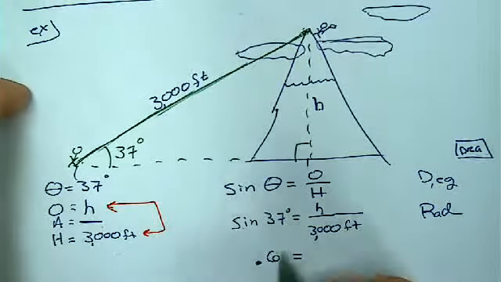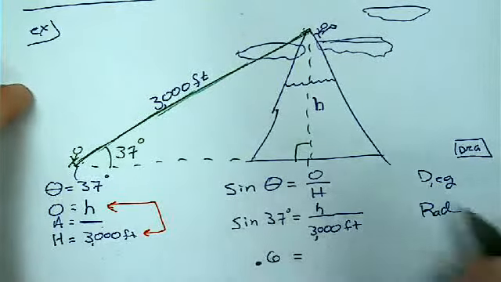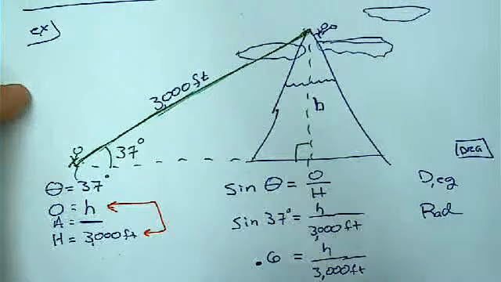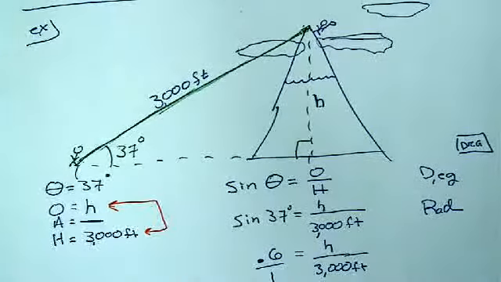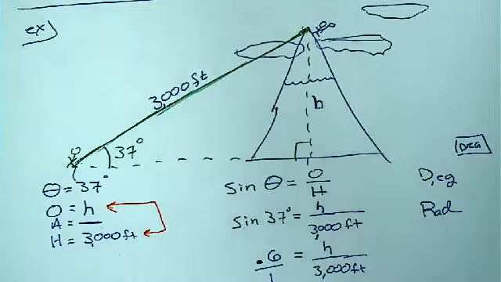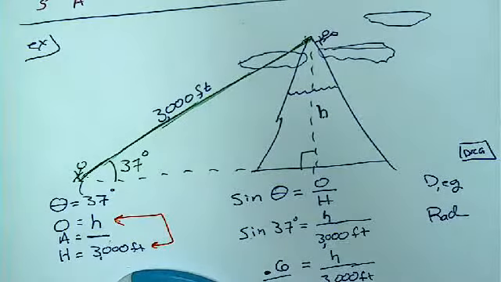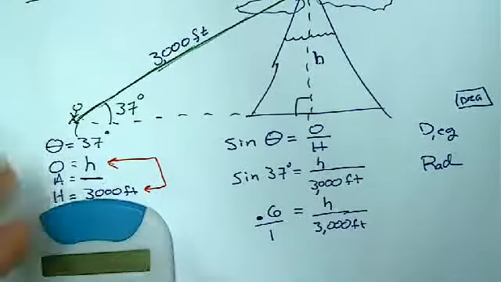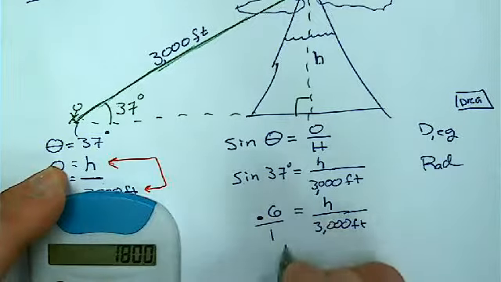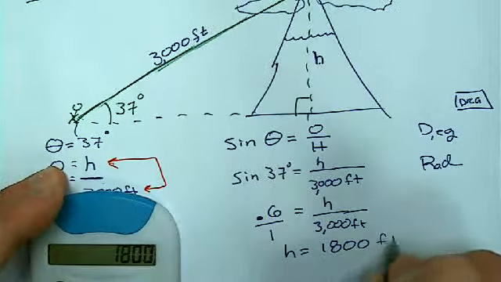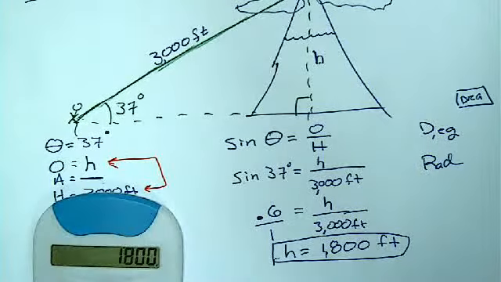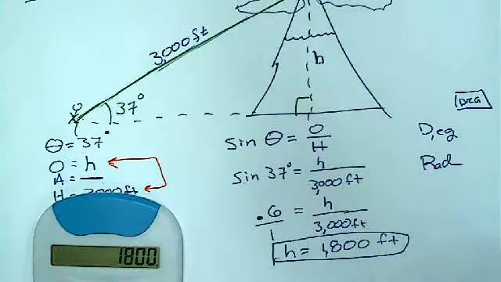So sine of 37 degrees, according to my calculator or my table, is 0.6. So 3,000 feet. Now I use algebra, and really, it's not even algebra, it's a proportion. I cross multiply, and I just get by with my handy dandy old fashioned 4-function calculator at this point. I don't even need to do anything crazy here. I'll just put in 0.6 times 3,000. I get h is equal to 1,800 feet. Yeah. This mountain must be 1,800 feet tall.